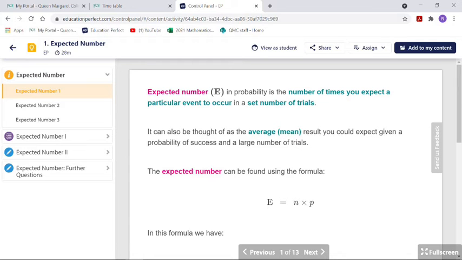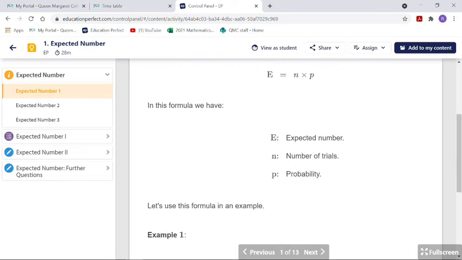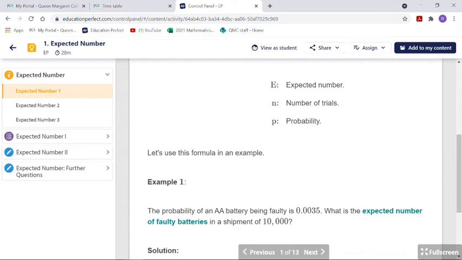So, expected number E, it's always capital E, by the way, is just found with E equals N times P, where it's the expected number, and N is the number of trials. They say number of trials, it's number of items. So it's the number of people, the number of shoes, the number of desks, whatever. Okay? So here we go.